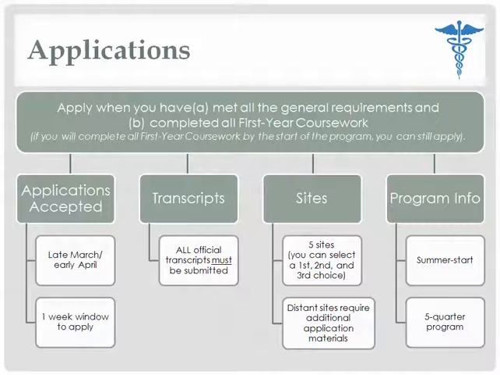If you select Walla Walla, Spokane, or Pendleton as your site, you will be required to complete some additional steps during the application process. All instructions are posted online. The second year of the program starts every summer quarter and lasts 5 consecutive quarters.